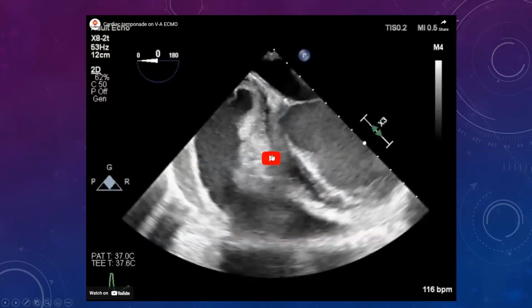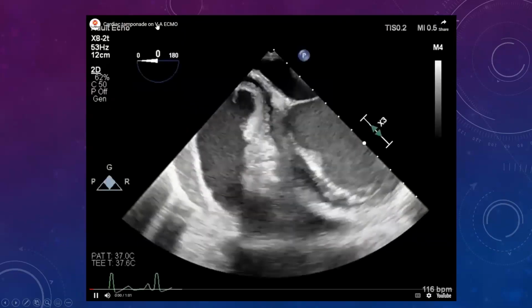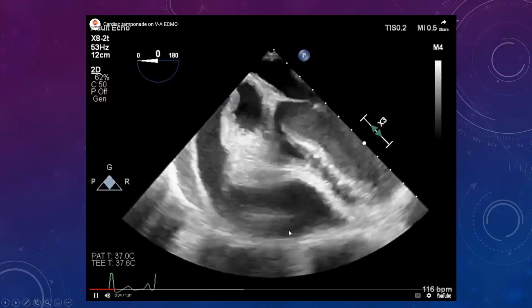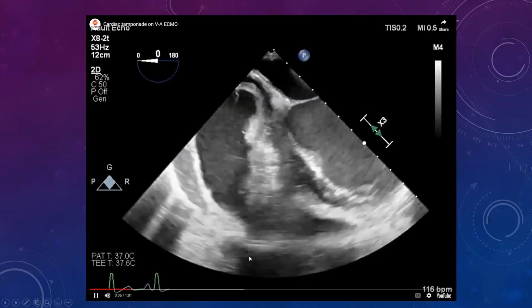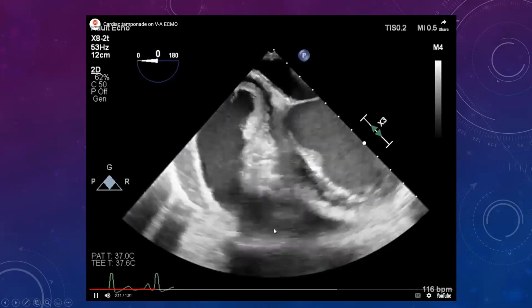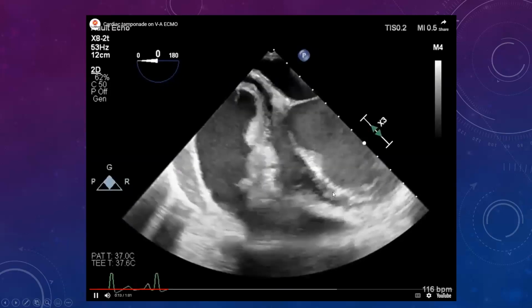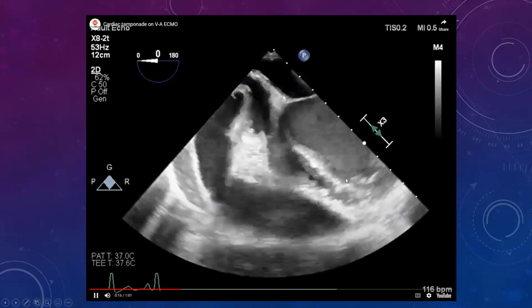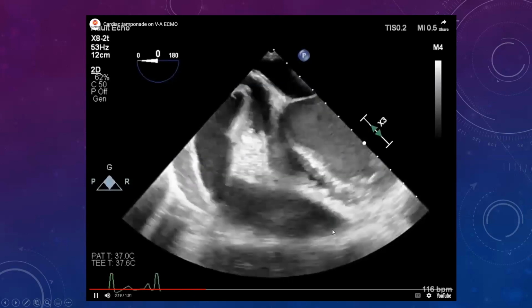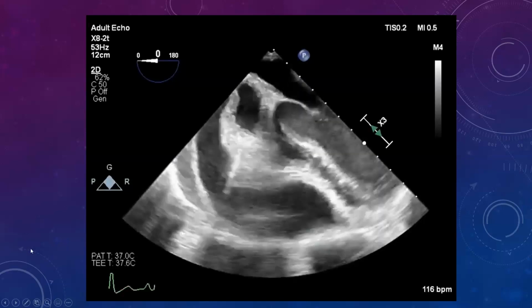All right, moving on. Now, obviously, the title of this gives it away. But again, this is a mid-esophageal 4-chamber view. We're at 0 degrees. And you can see this massive pericardial effusion, complete collapse of the right atrium and right ventricle. This patient is in tamponade. You need to put a needle into that pericardium immediately.